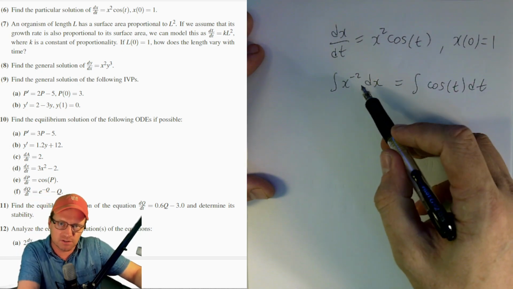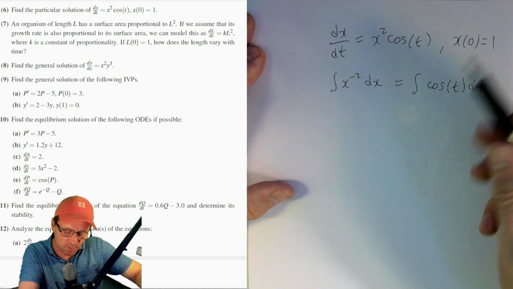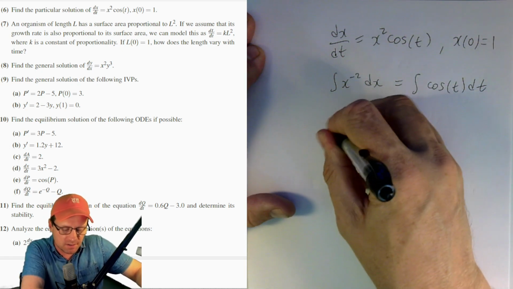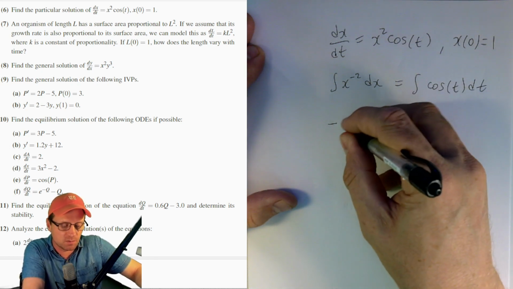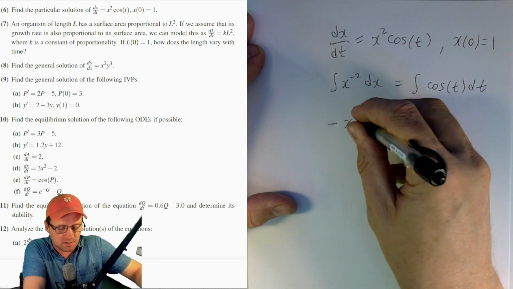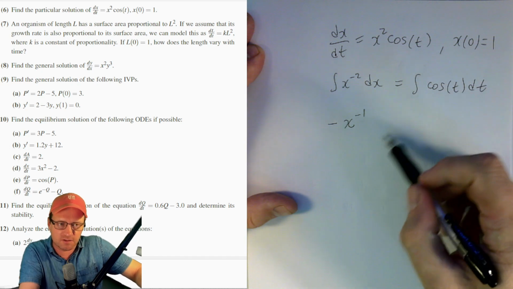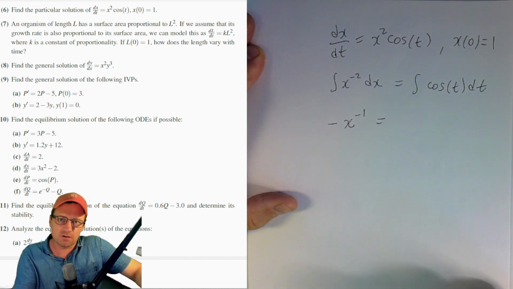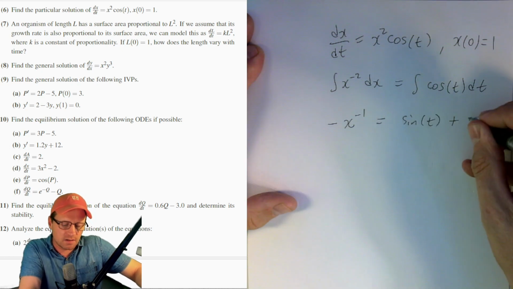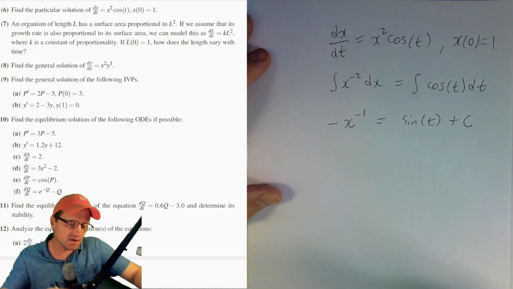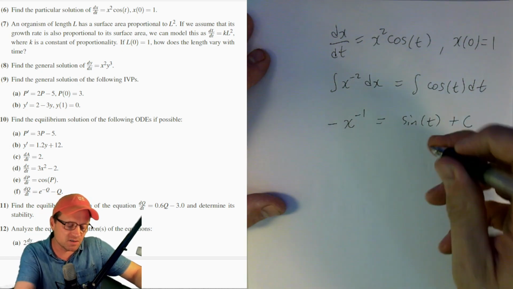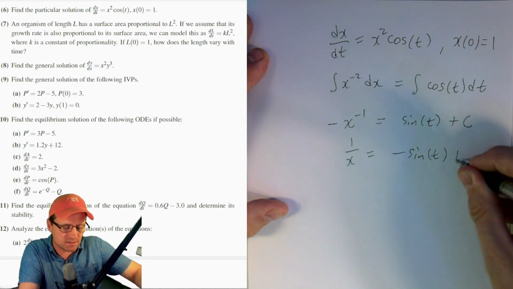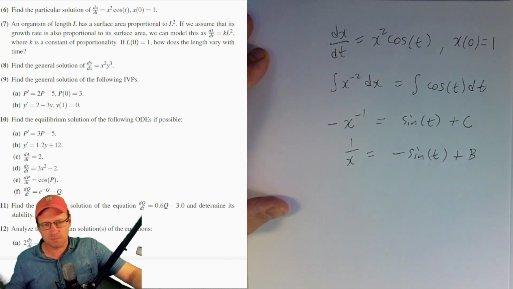Now that exponent, -2, is not equal to -1, so we add 1 to the exponent and get -1, divide by the new exponent, and 1 over -1 is -1. So we have -x^(-1) on the left, plus c, but we'll put the c on the right-hand side. We don't need two of them. The integral of cos t is sin t, and then we have plus c. Multiplying throughout by -1, 1/x is -sin t plus some other constant. Let's call it b. It's just -c.